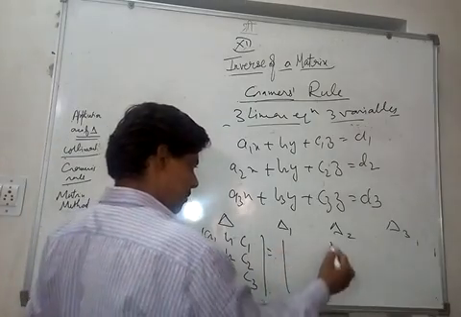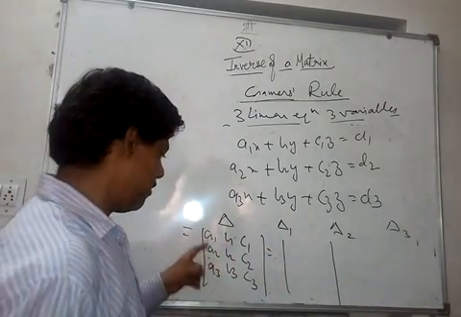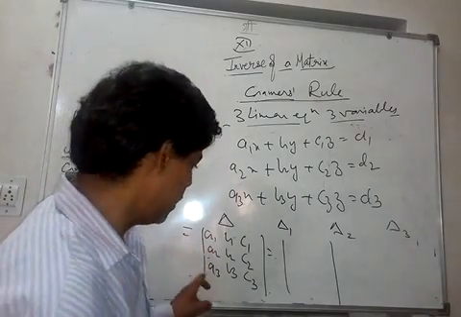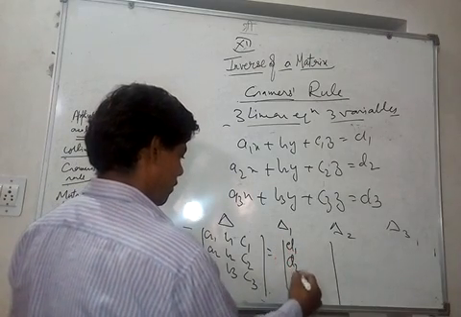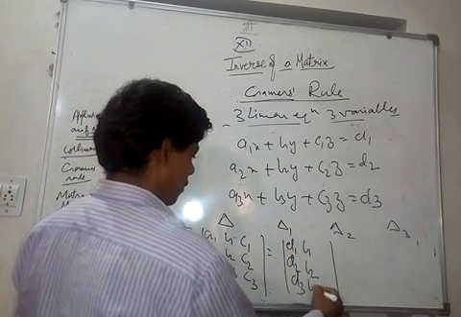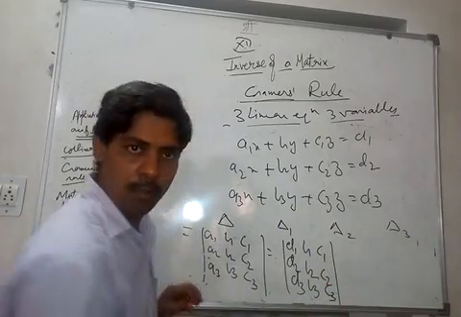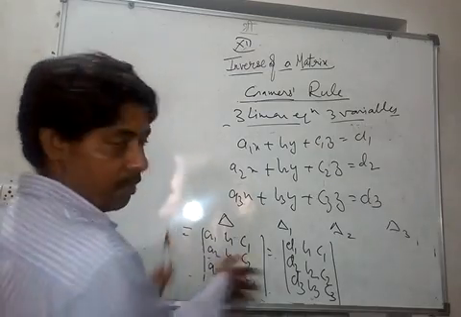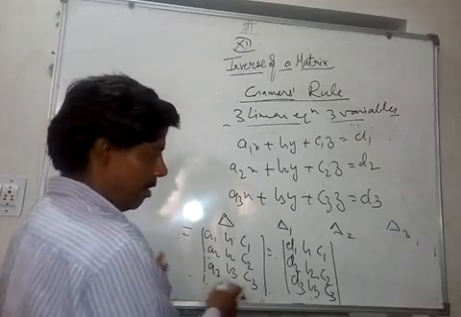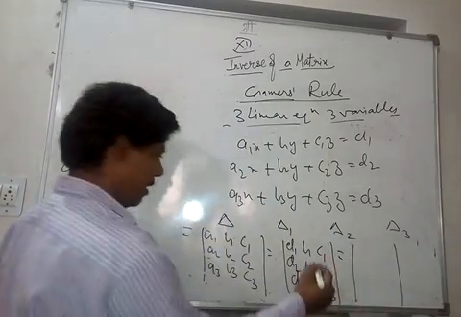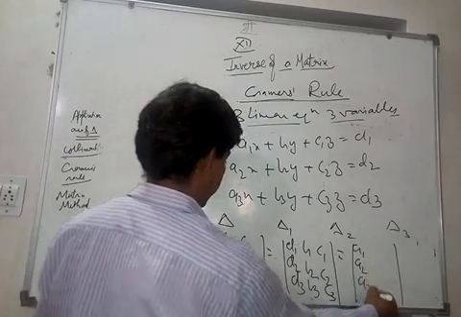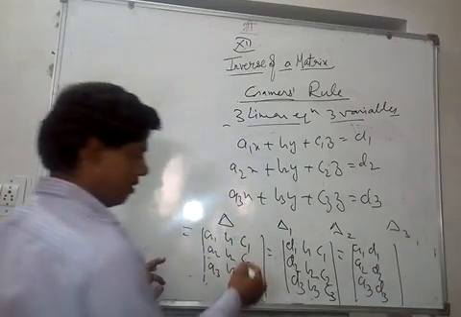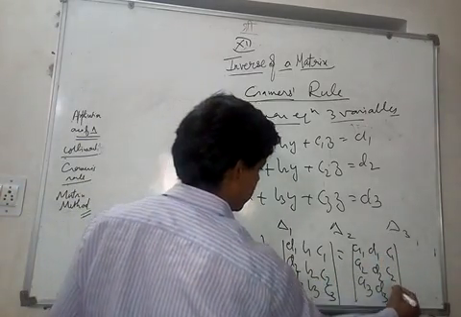Delta 1 you will write like this. In the delta, replace a1, a2, a3 by d1, d2, d3. So d1, d2, d3, b1, b2, b3, c1, c2, c3. And in delta 2, replace the second column by d1, d2, d3 in this delta only. Don't consider this, consider this delta. So in this one you will write a1, a2, a3, and b1, b2, b3 you will replace by d1, d2, d3, and c1, c2, c3 will remain the same.